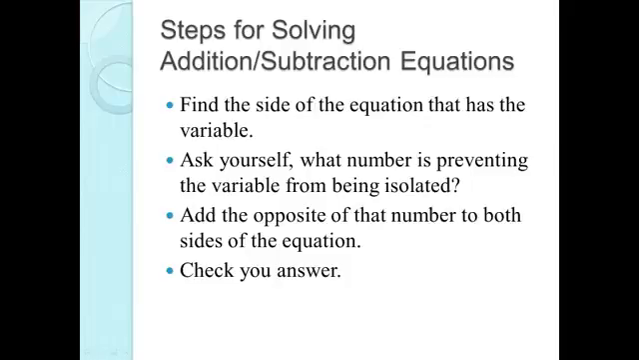Before we look at examples, let's write down some steps we can use to solve addition and subtraction equations. The first step will be to find the side of the equation that has the variable. Next, ask yourself, what number is preventing the variable from being isolated? We then want to add the opposite of that number to both sides of the equation. Now that you've isolated the variable, you always want to check your answer by plugging it back into the equation.